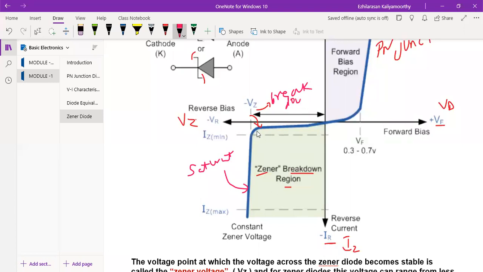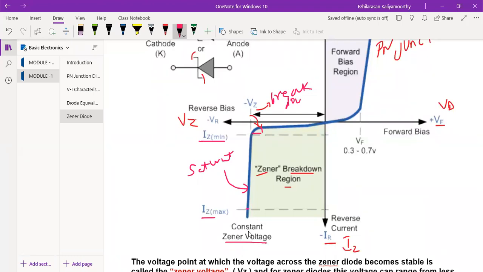So the whole thing here, see, I'm getting this point, right? This is your minimum Zener current. This will be your maximum Zener current. After that, you will get the constant Zener voltage from this point. So the constant Zener voltage.